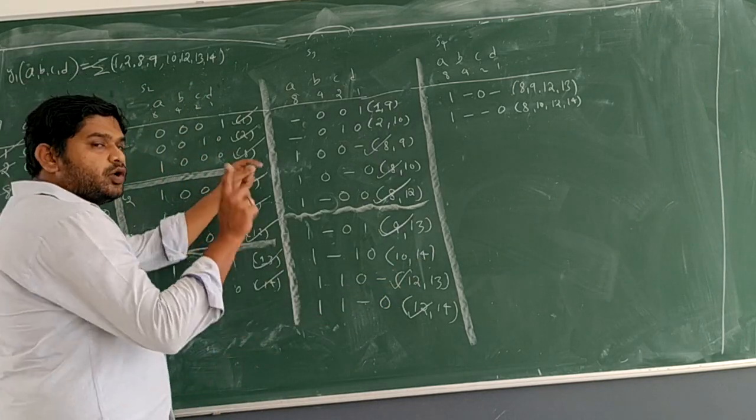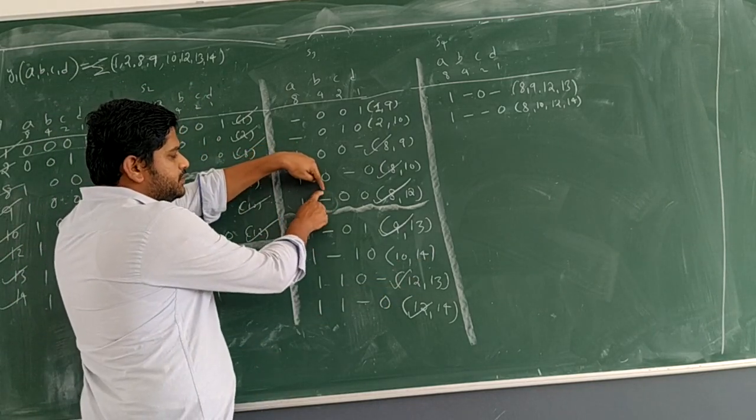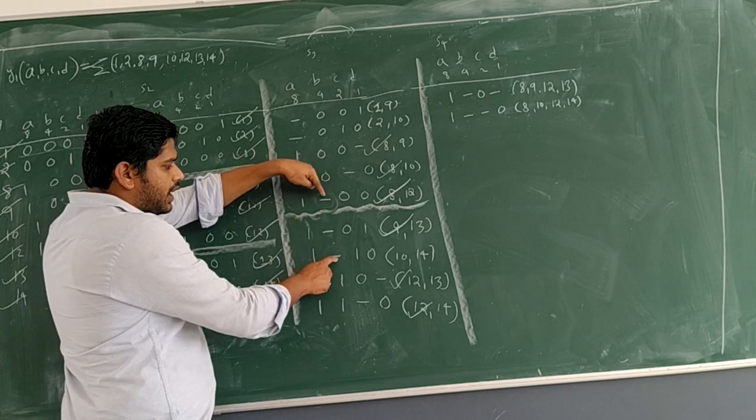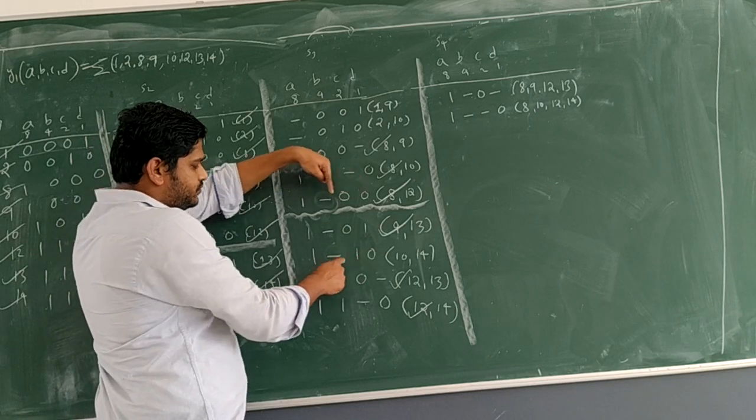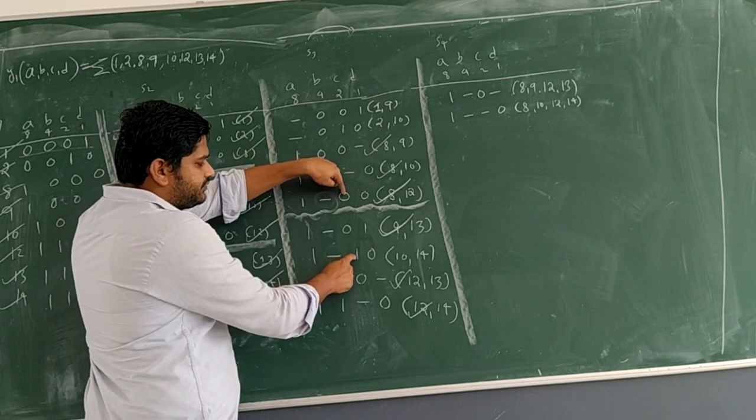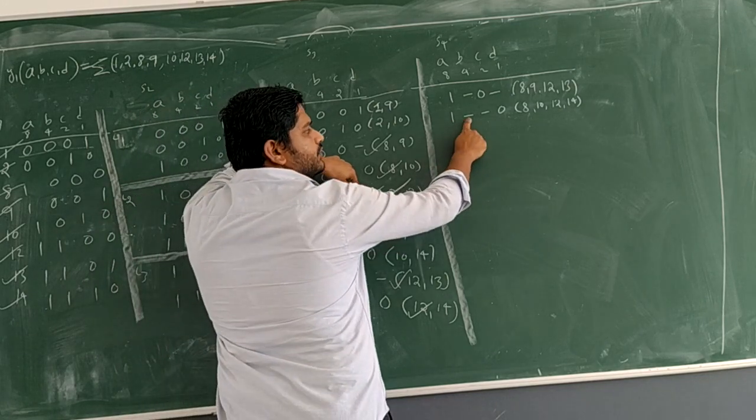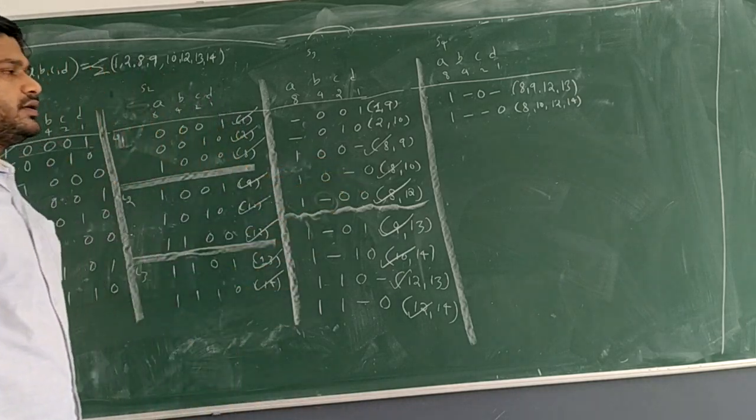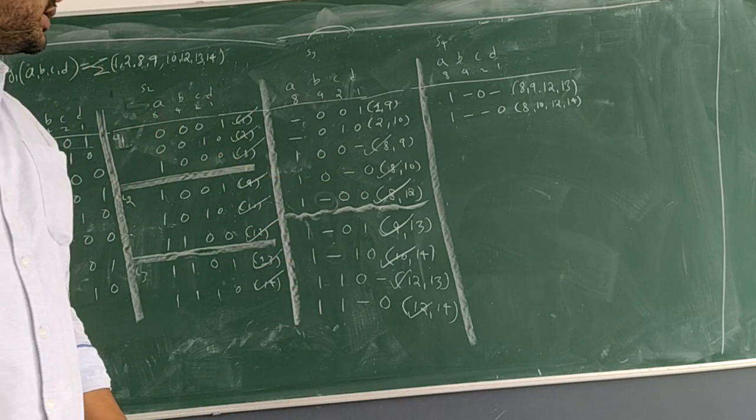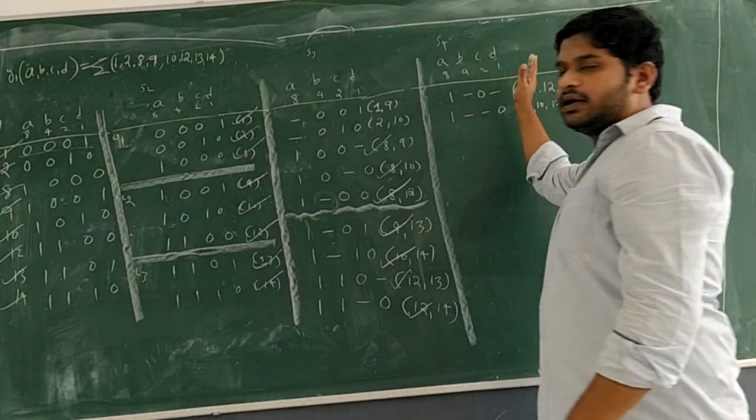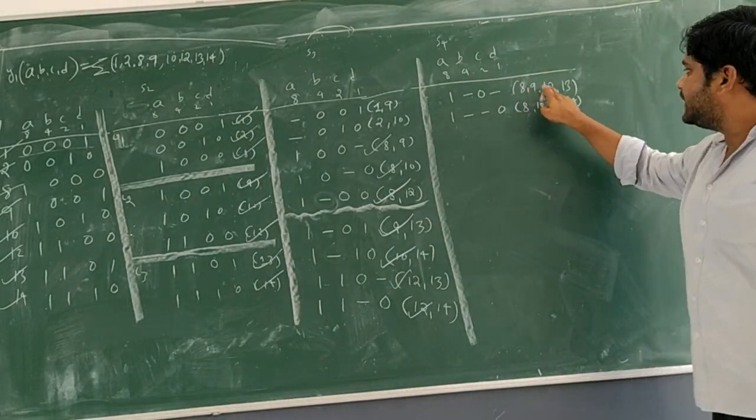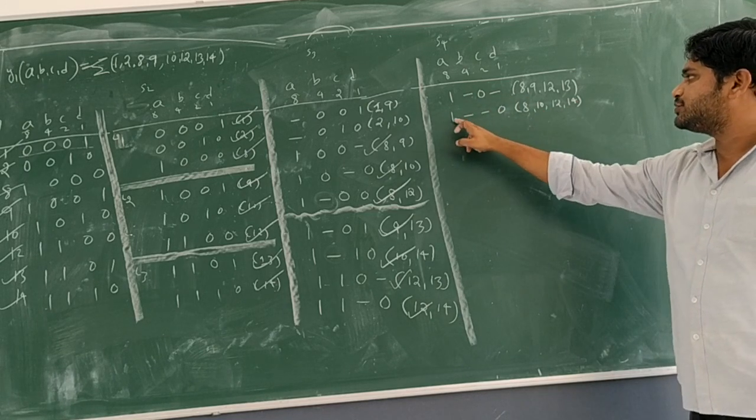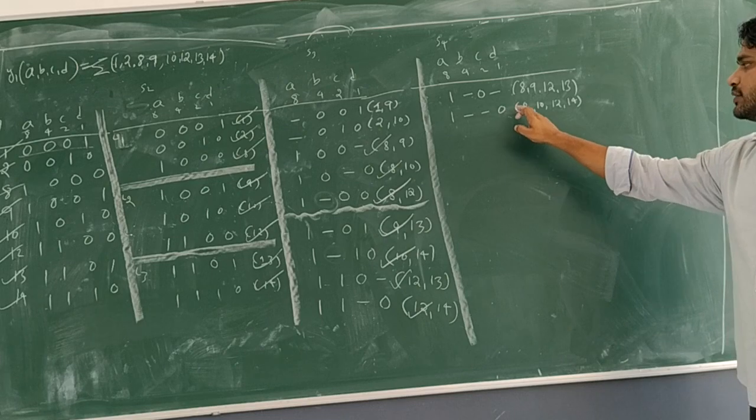See, one more possibility we have. This is in a B position. Here also we have a B position. Let us compare. 1 hyphen 0. 8, 12, 10, 14. Hence, S4 exists with what? 8, 9, 12, 13, which means 1 hyphen 0 hyphen. 8, 10, 12, 14, which means 1 hyphen 0.